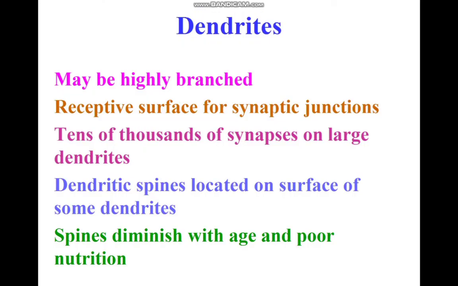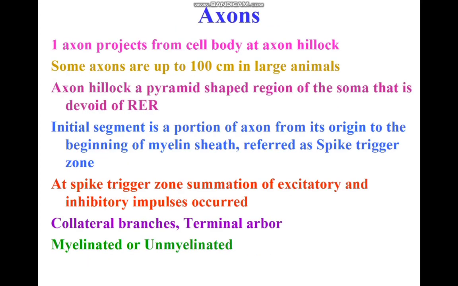Let's talk about the dendrites. These are highly branched, just like the branches of a tree. They are the receptive surface for the synaptic junctions. There are tens of thousands of synapses on large dendrites. Dendritic spines are located on the surface of some dendrites. Spines diminish with age and poor nutrition.